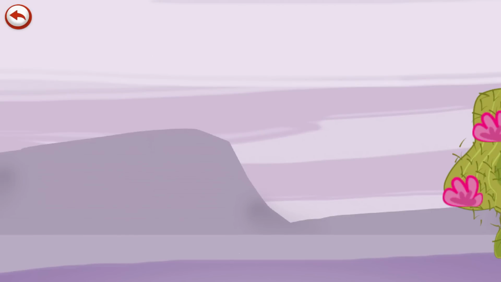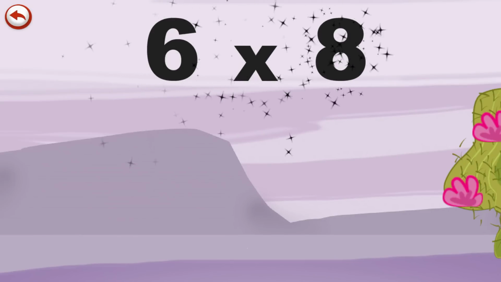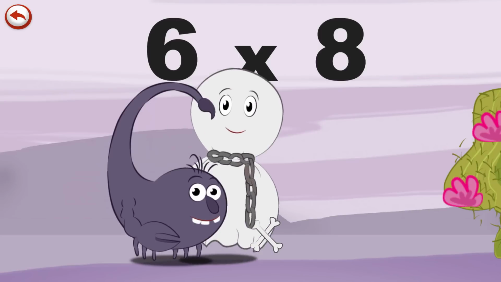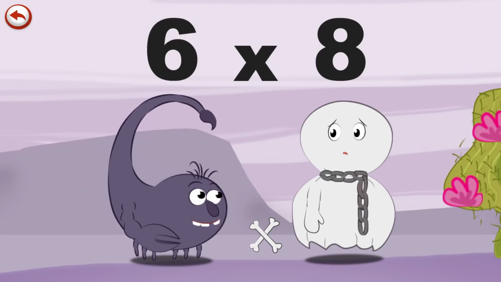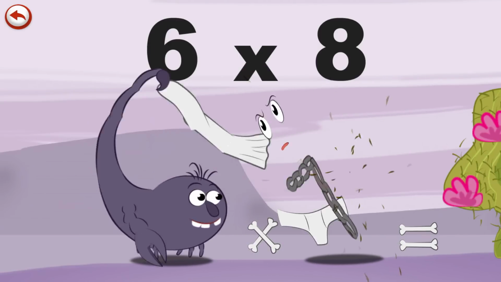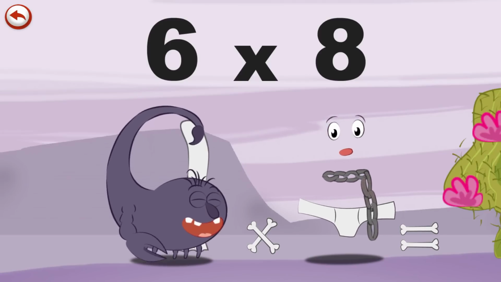What's the story of 6 times 8? When ScorpiSix meets SpookyEight, he can't help playing a trick on him and lifts up his sheet. Poor SpookyEight suddenly feels a draft.